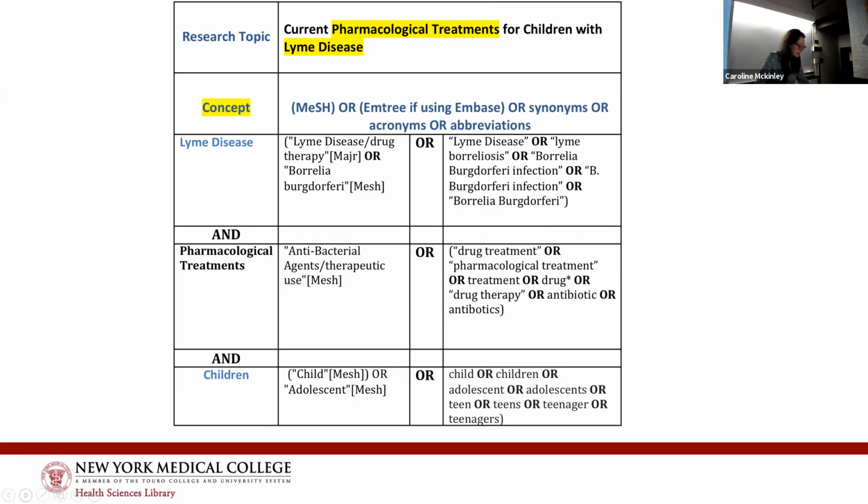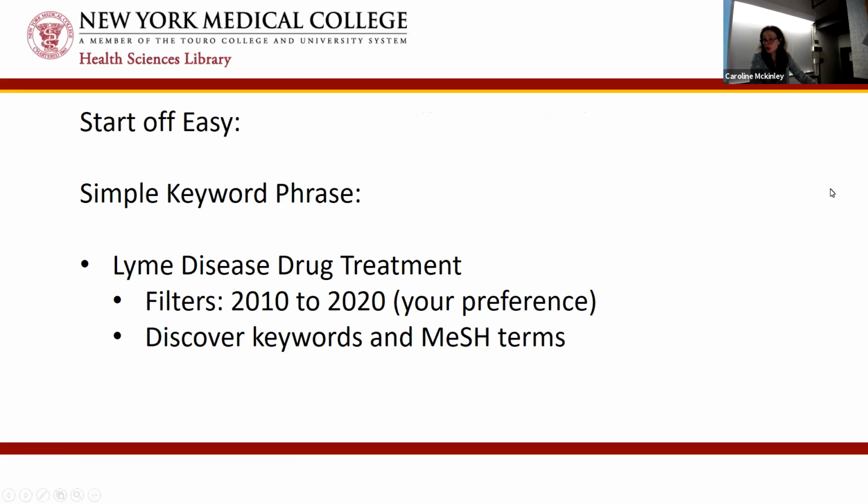Okay. So you can start off easy. You can just do a simple keyword phrase. Depending on where you are with your topic, you can say Lyme disease drug treatment. This is essentially telling PubMed Lyme and disease and drug and treatment. And you can filter as far back as you want. I believe Dr. Thompson said about 10 years, but it really depends. It's research specific, right?